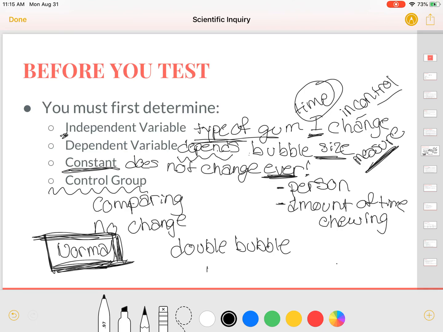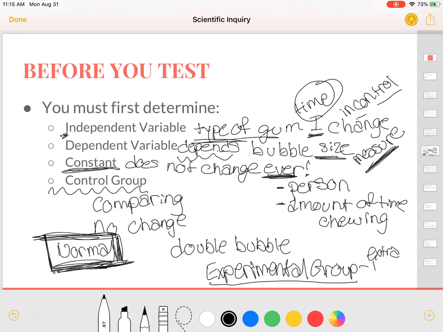And then you have your experimental group. Your experimental group, if you can even read this handwriting, is the one that you are changing. So this would be the extra gum, the Trident, if that is a gum, or the Orbit. These are the ones that we are testing. It's the experiment.